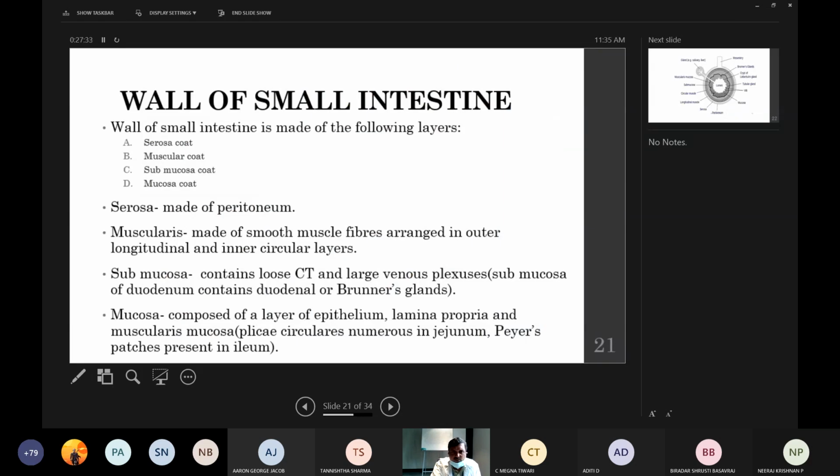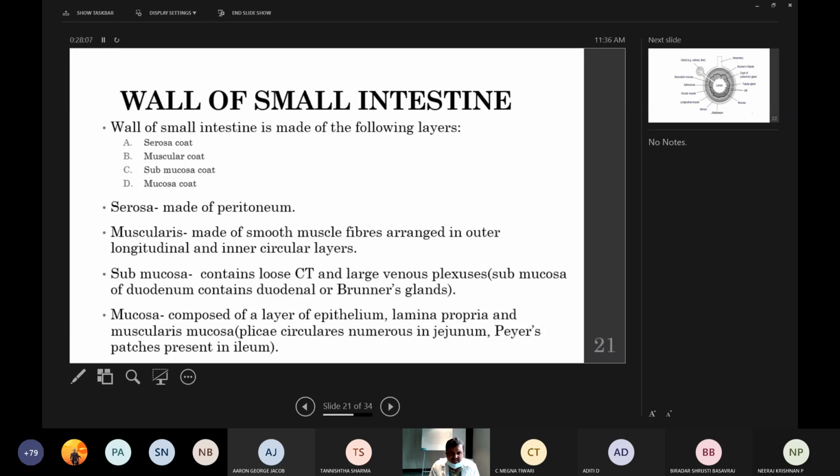Now coming to the wall of the small intestine, we have already seen the 4 layers, and we will see them in detail. The wall of the small intestine is made up of the following 4 layers: one is serosa, second is muscularis, third is submucosa, and fourth is mucosa. This is from outside to inside. If you take from inside, first is mucosa, second is submucosa, third is muscularis, and fourth is serosa. Serosa is the outermost layer, which is always made up of peritoneum.